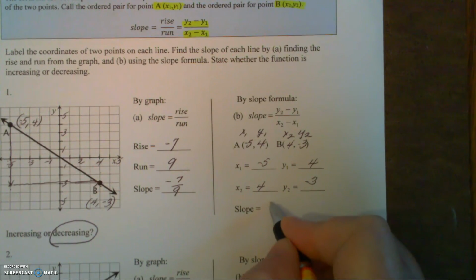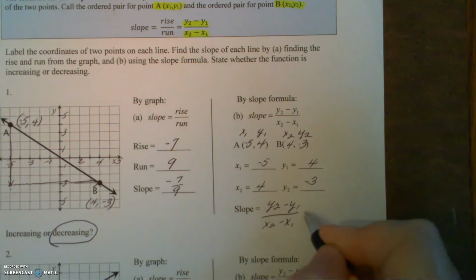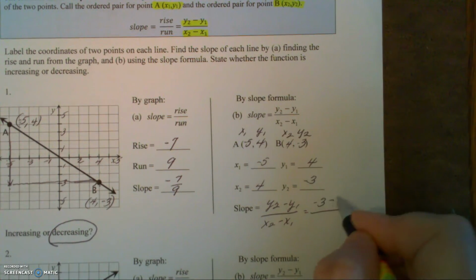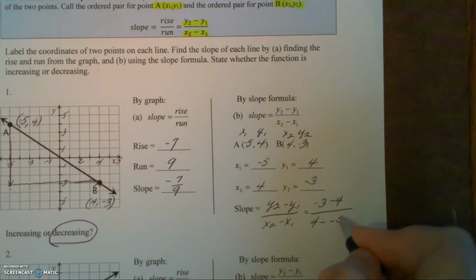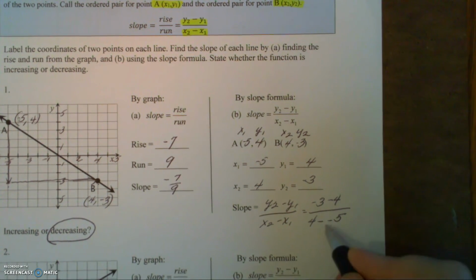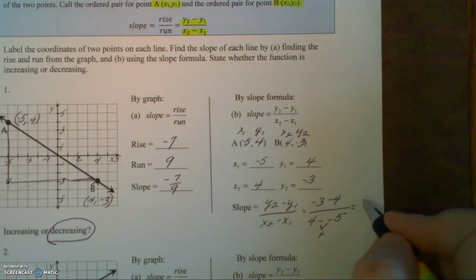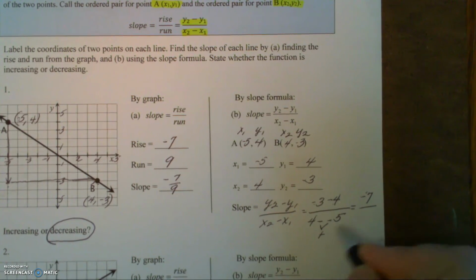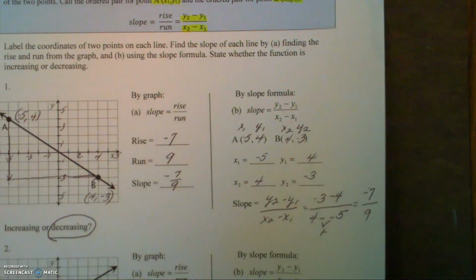So slope, and I like to write the formula because, again, it keeps it in my head the right way. So we have y2 is -3, y1 is 4, we have x2, and then we have subtract -5. Now, when you have 2 negatives together, remember it becomes a positive. So -3 minus 4 is -7, and 4 plus 5 is 9. So they equal each other, okay?